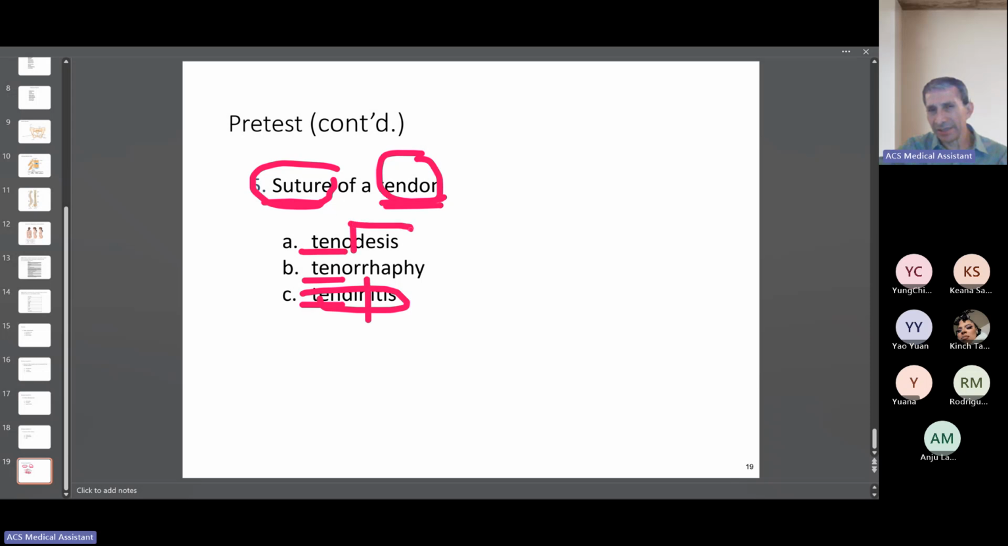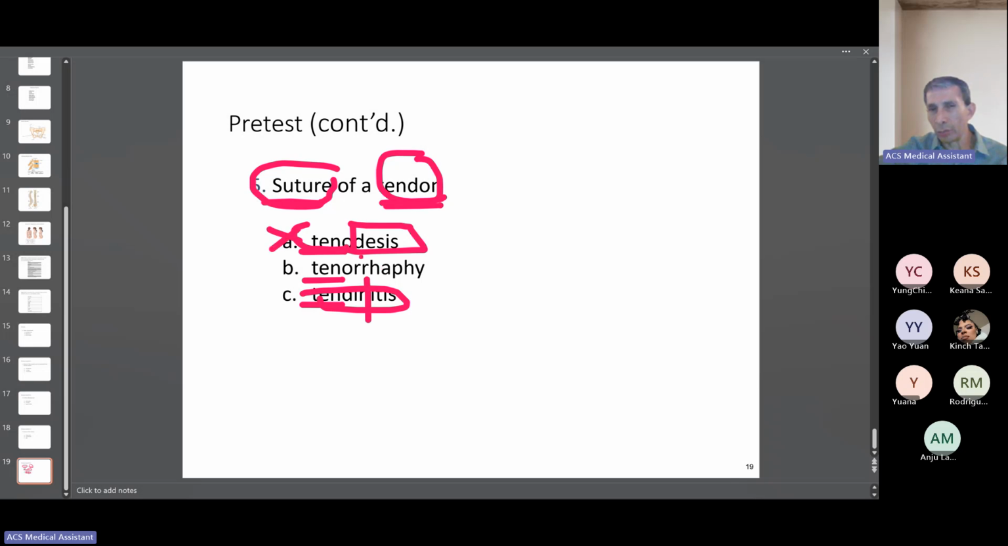Tenodesis. This is a fixation. We are fixing, we are fusing two bones together, or two tendons together. We cut off the tendon, we are putting it together. So this is not the right answer.